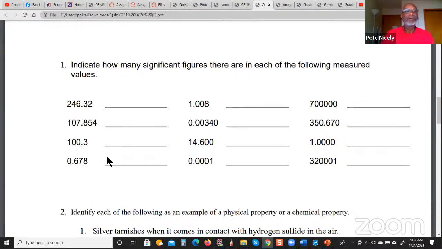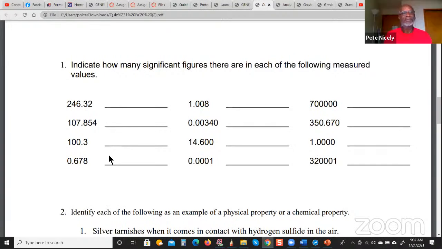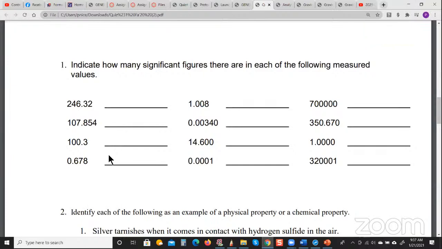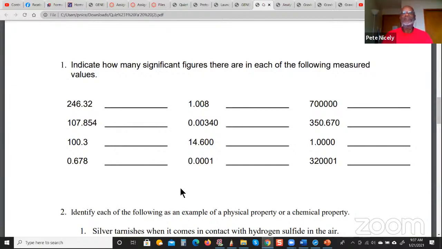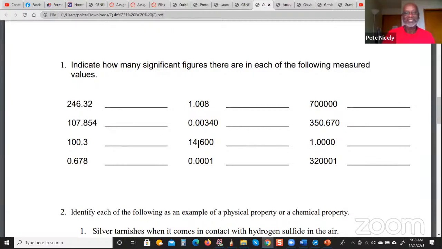Okay, what about 100.3? 4 significant figures because the zeros are in the middle, sandwiched between the 1 and the 3. Very good. What about 14.600? This one right here. 5 significant figures because the zeros are after the decimal, and they have the 6 before it. The zeros are at the end of the number, and you have a decimal point here. So all those digits are significant.